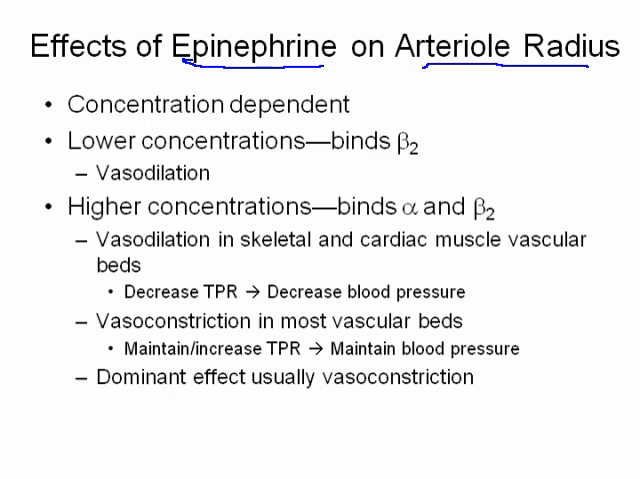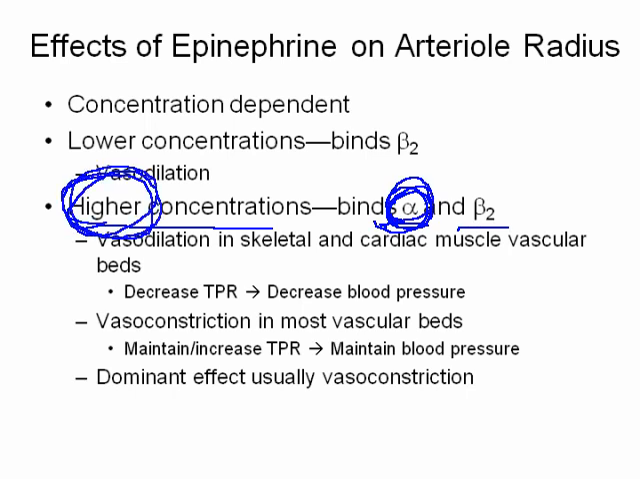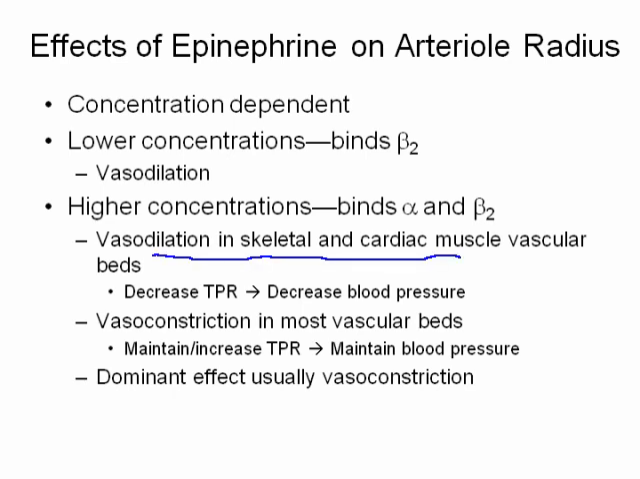So the effect of epinephrine on the radius of arterioles is dependent upon the concentration. At low concentrations, it's binding primarily to beta-2 receptors and causes vasodilation. At higher concentration, it binds to both alpha and beta-2 receptors. Remember, it has a lower affinity for alpha receptors. Therefore, it only will bind to alpha receptors when the concentration is higher. So this is going to cause vasodilation in skeletal and cardiac muscle vascular beds, that is, in the coronary vascular beds.